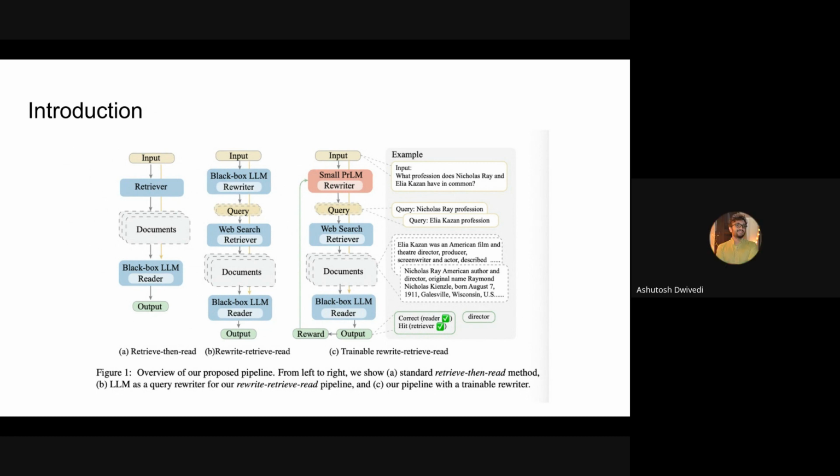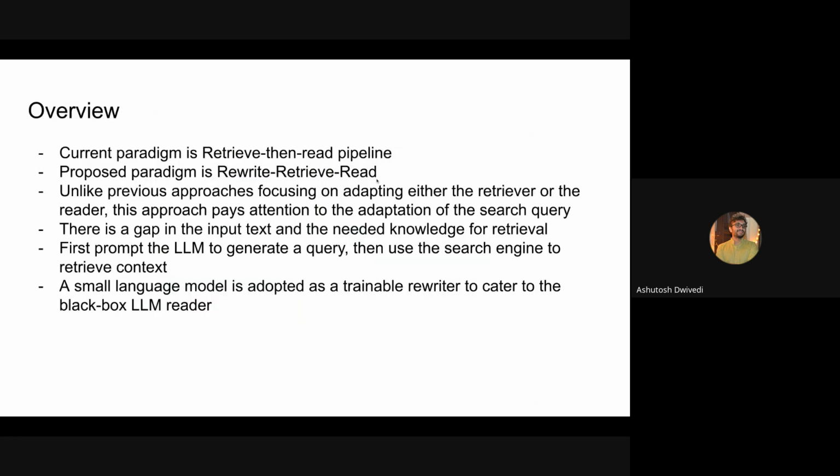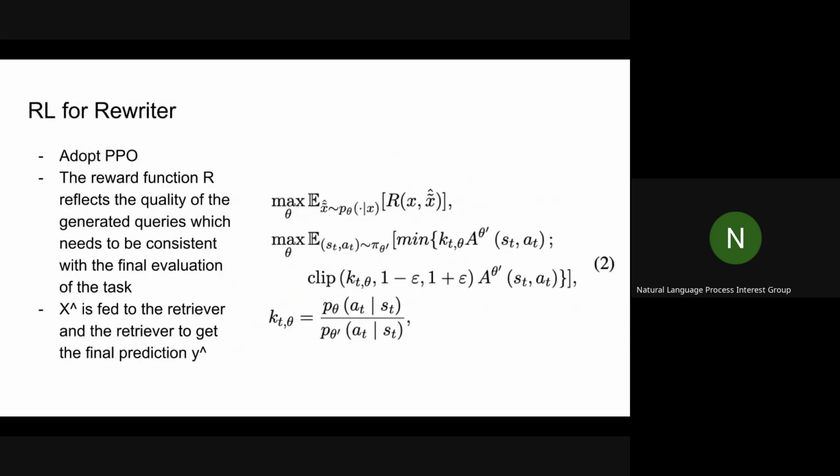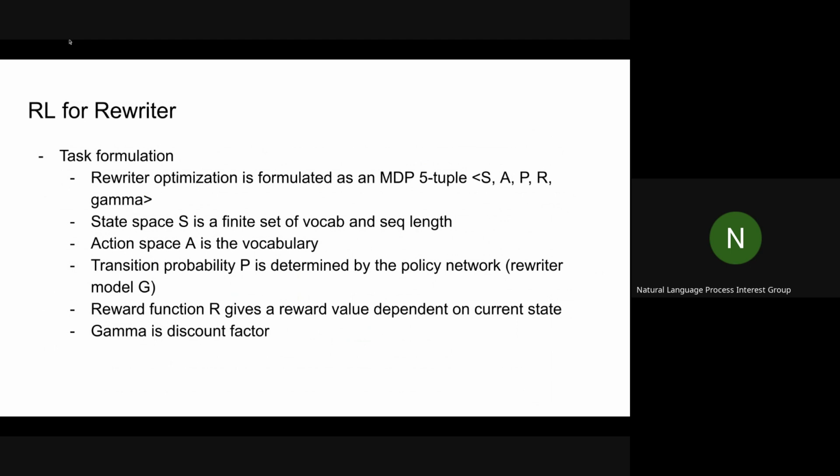Sorry, and what is the reward that they are using? I think maybe I'll double check exactly what it is. The reward function R, I don't have the exact function, but what they said in the paper was that it reflects the quality of the generated queries, which needs to be consistent with the final evaluation of the task. I know that's pretty vague. I can double check what exactly they have in the paper. Either a heuristic, I don't know. Let me check.